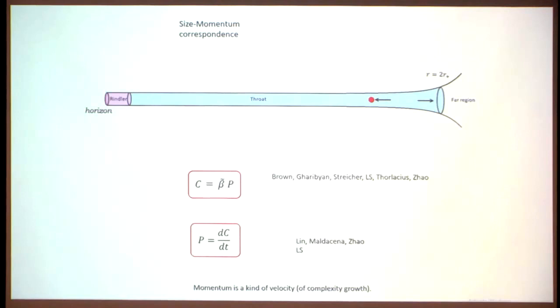So look at that equation, P equals dC/dt. It almost looks very Newtonian. Momentum is like velocity. Velocity is a time derivative of position. But C is not a position. C is just complexity or size. So this velocity that's there is a kind of velocity, but it's a velocity of complexity growth. It has nothing to do with the velocity of a particle, you know, dx/dt, or does it?